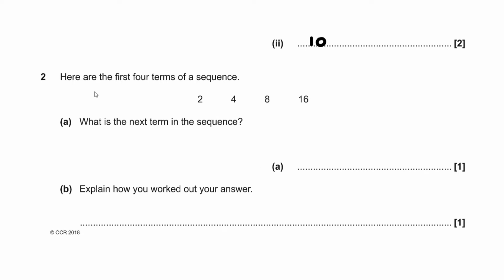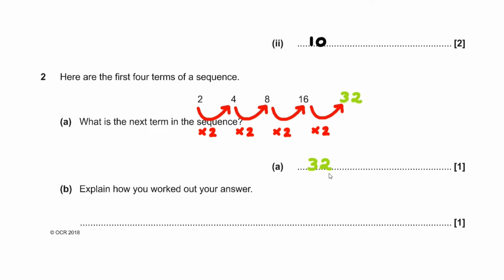Question 2. Here are the first 4 terms of a sequence, 2, 4, 8, 16. Part A, what is the next term in the sequence? To go from the 2 to the 4, we multiply by 2. To go from the 4 to the 8, we multiply by 2. To go from the 8 to the 16, we multiply by 2. So to find the next term, we multiply the 16 by 2 to get 32. So the next term in the sequence is 32.